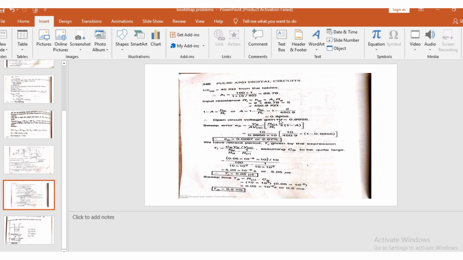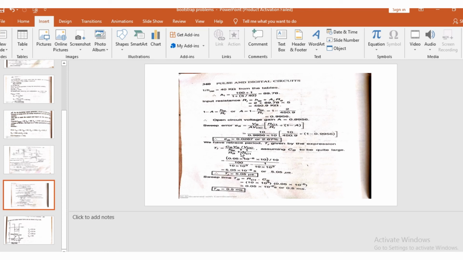Now we have a formula for finding the sweep error ES in a bootstrap circuit. This is the formula you can see on the screen. Sweep error ES is equivalent to Vs by AVCC into (RC1 by Ri plus 1 minus A). Actually the formula is Vs by AV, where V here is VCC, and then R by Ri, where R is nothing but RC1. Substituting all those values, we get ES equivalent to 2.67%.